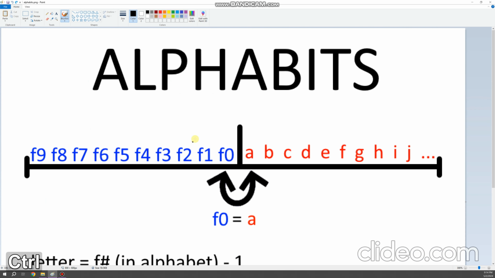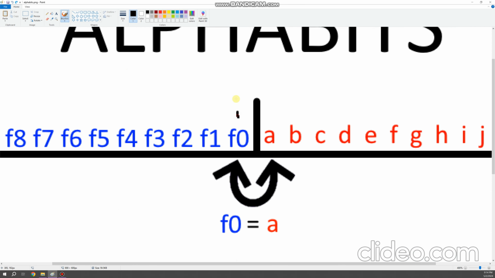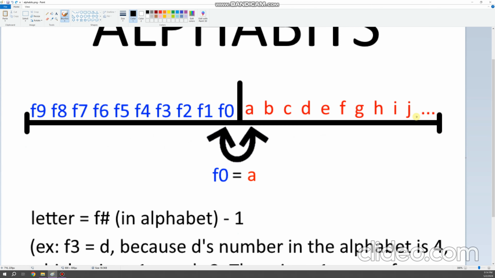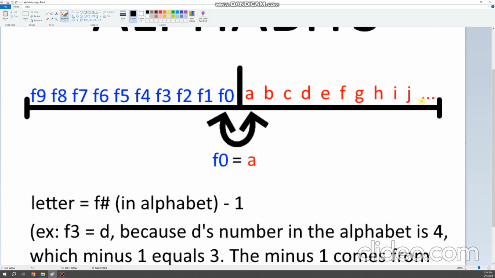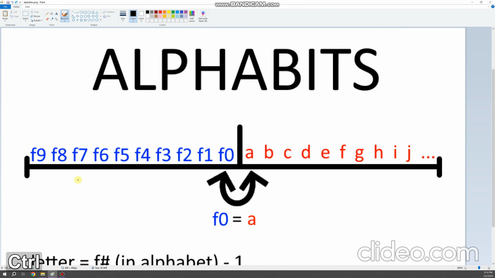So think of this: F0 equals A, F1 equals B, F2 equals C, and so on. This is a little chart error, there's a mark here but not on this side. Just know that this goes forever.